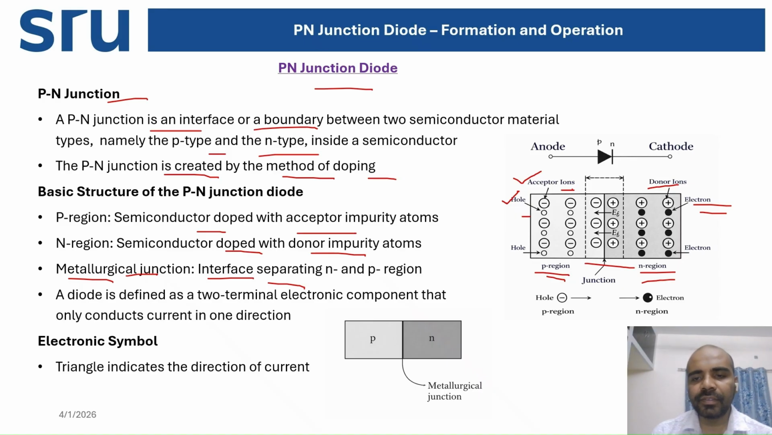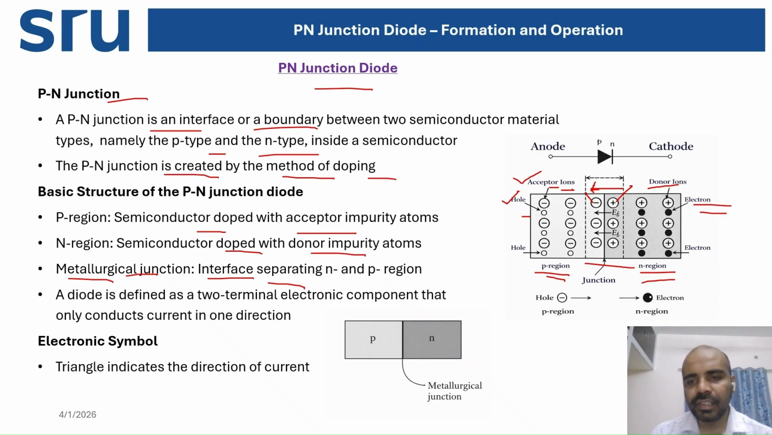As more electrons and holes are recombined at the metallurgical junction, a large number of donor ions and acceptor ions are present there. These donor ions, represented by the positive sign, and the acceptor ions, represented by the negative sign, generate an electric field directed from the donor ions to the acceptor ions, or from the positive ions to the negative ions.